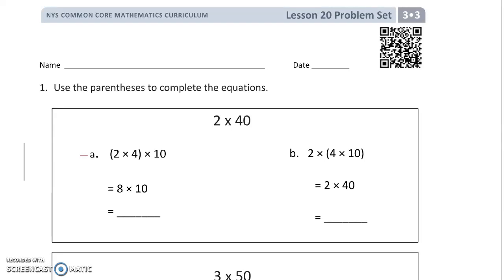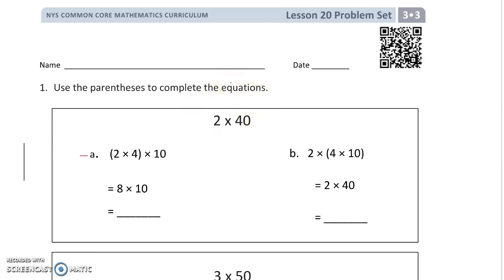Hello friends! In lesson 20, we're going to be using some place value strategies and our knowledge of the associative property to multiply multiples of 10. So take a look at what we're doing here, and it'll make more sense as we work through it. Use the parentheses to complete the equation. So here's our problem, 2 times 40.